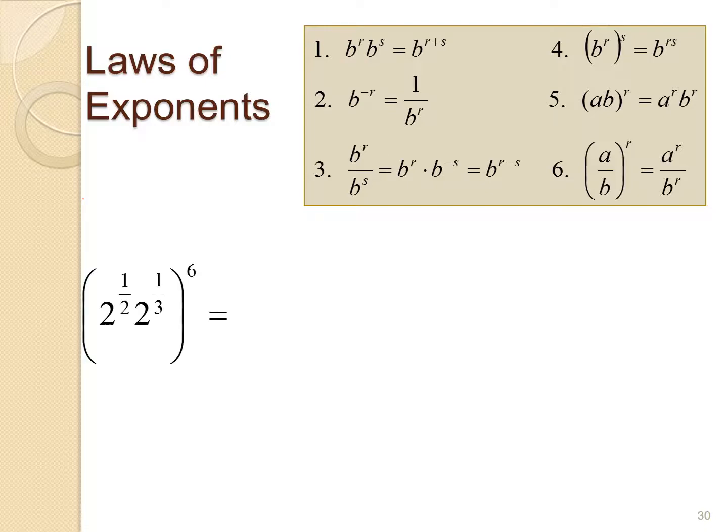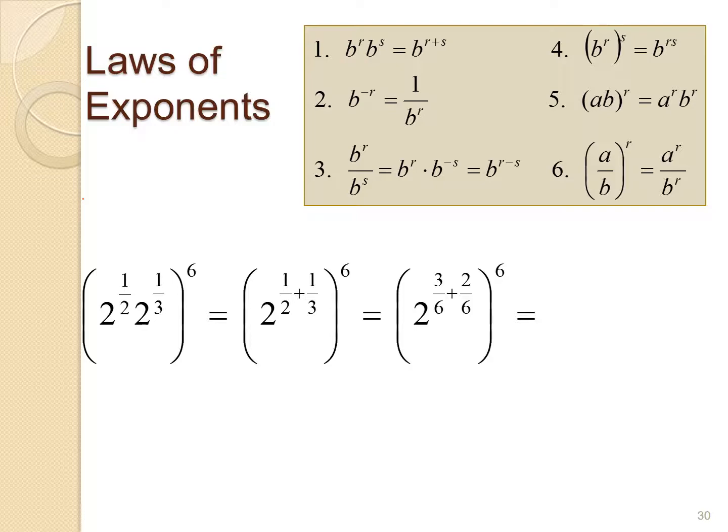Now, in practicing that, when we're working with this, we have the same base. Everything is 2. 2 to the 1/2 times 2 to the 1/3. We can add exponents inside the parenthesis first. So it becomes 2 to the 1/2 plus 1/3. Now, finding a common denominator and adding them together, just like we've done since elementary school, we end up with 2 to the 5/6.